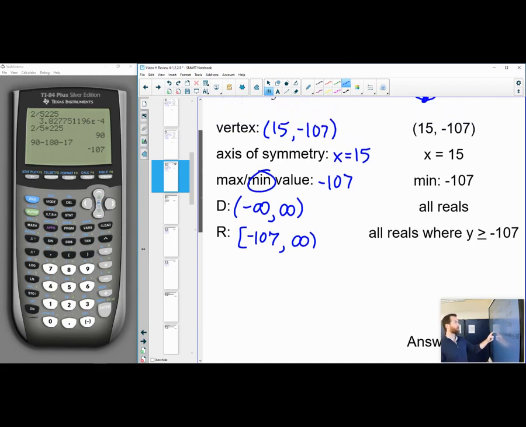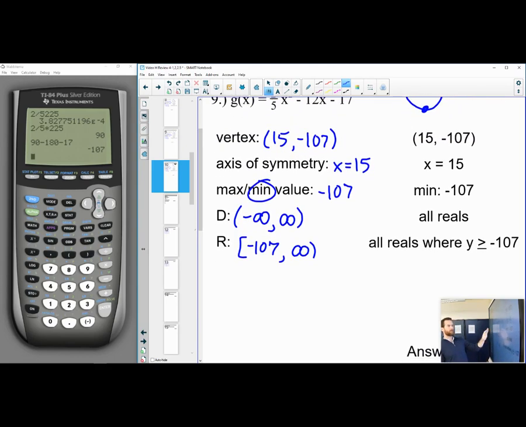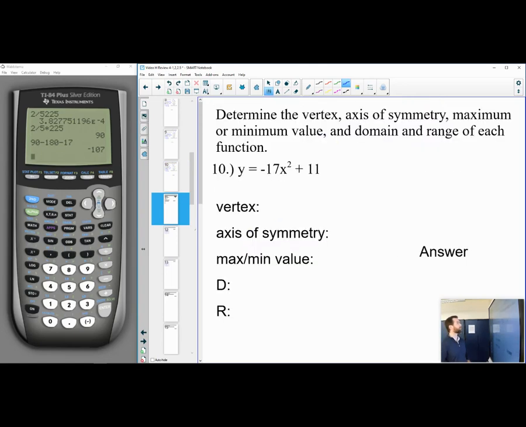Let's check our answers. 15, negative 107. Good, good, good, and good. Excellent. Let's keep on rolling.